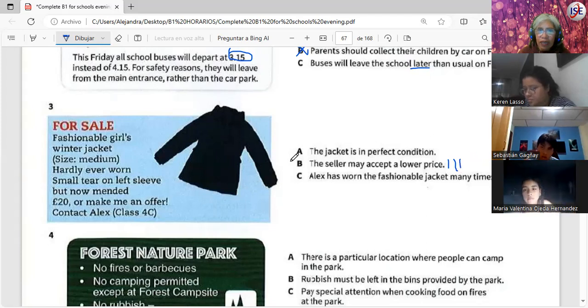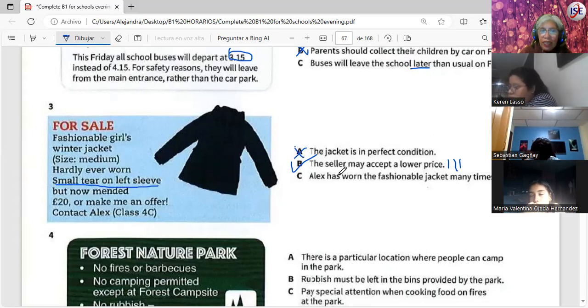And it is correct. Okay, the jacket is in perfect condition? No, it has a small tear on the left sleeve, so this is not the right one. Alex has worn the fashionable jacket many times? No, hardly ever worn. So this is not the option either.